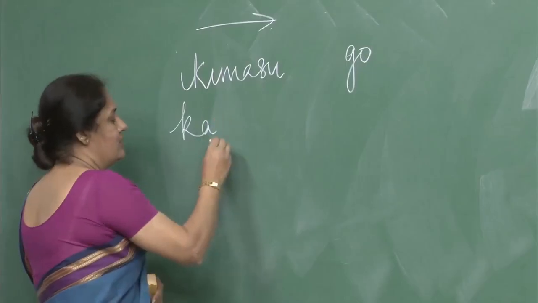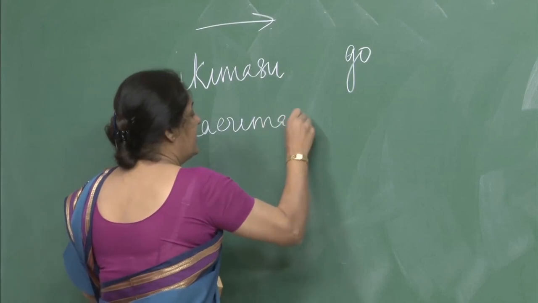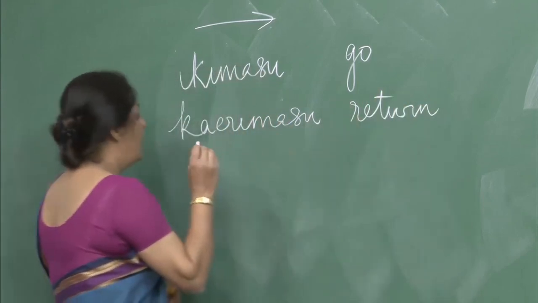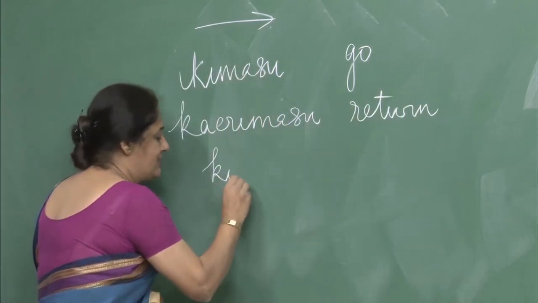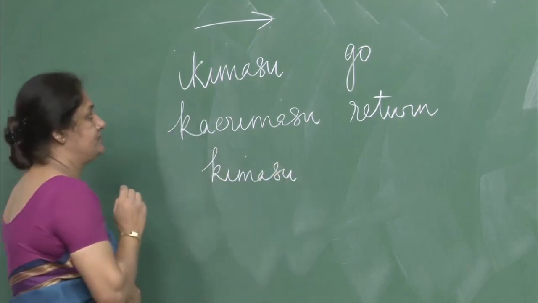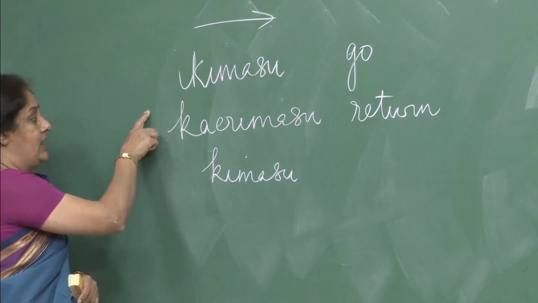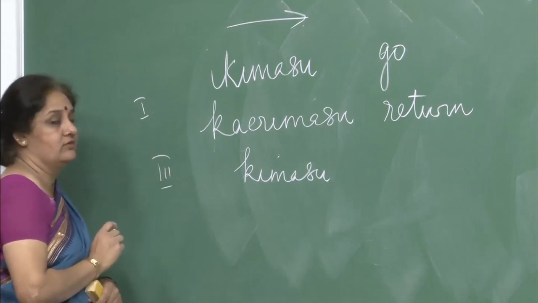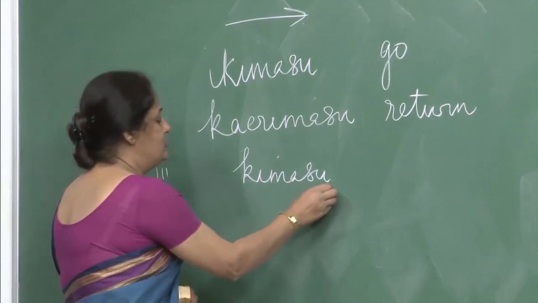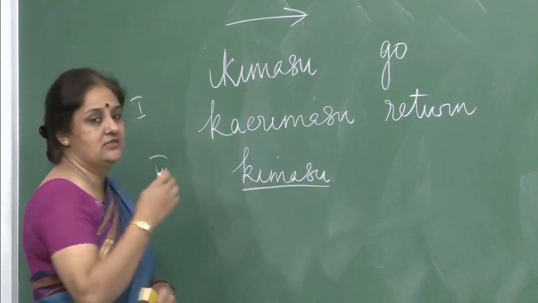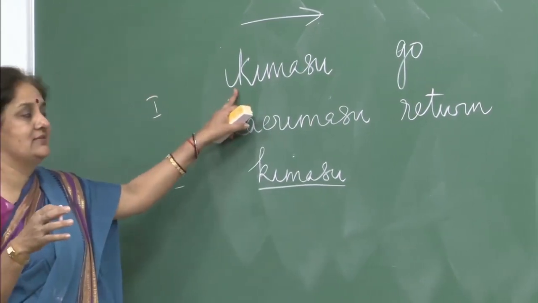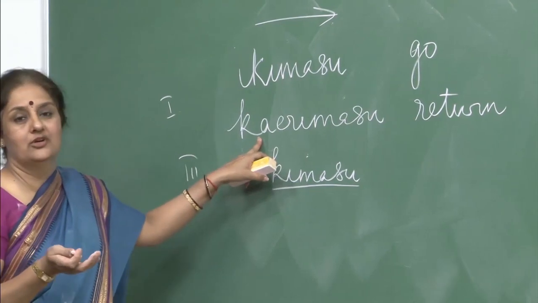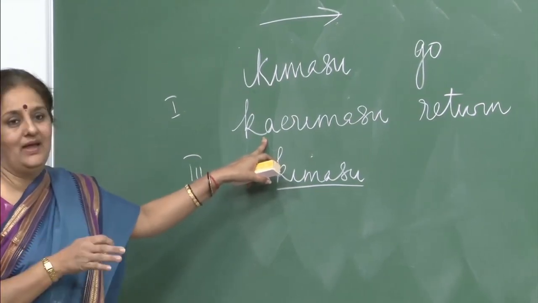Then you have also done this verb kaerimasu, which means to return. Now, there is a new verb over here, kimasu. These two verbs are in group 1. This is in group 3 of the verb division. Well, this is a new verb over here, kimasu. This is when you go somewhere, ikimasu. This is when you return, as I told you earlier, either to your home or to your country or to wherever you are staying at that time.